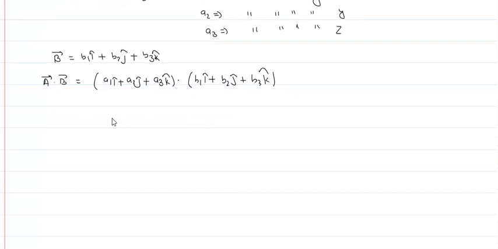No, sir. Okay. So what do you have to do? i dot i becomes 1. i dot j becomes 0. i dot k becomes 0. j dot i becomes 0. j dot j becomes 1. j dot k becomes 0. In the same manner, k dot i becomes 0, k dot j becomes 0, k dot k becomes 1. So I can write A dot B in this manner: A1 B1 plus A2 B2 plus A3 B3.